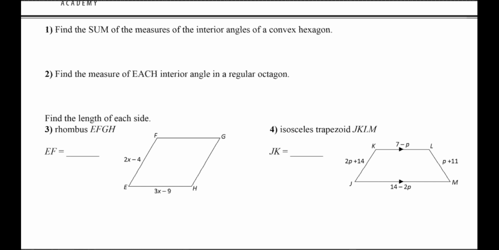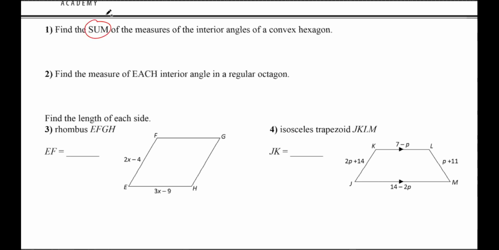All right, let me change this to red. Let me change this to 0.75 instead of 1. All right, here we go. It says, find the sum of the measures of the interior angles of a convex hexagon. A lot of weird words there, a lot of geometry words there. Let's look at the easiest one first.